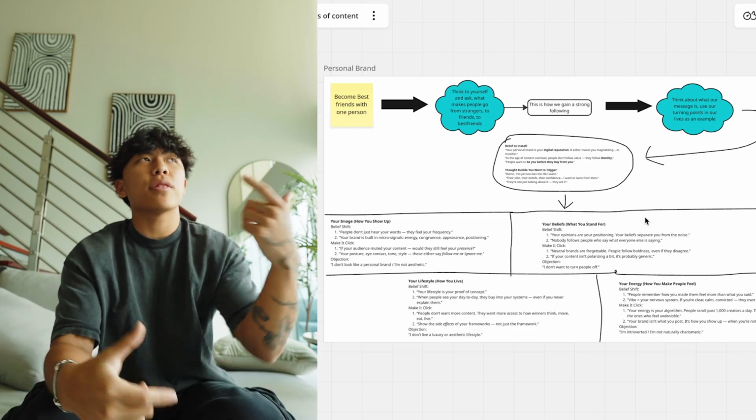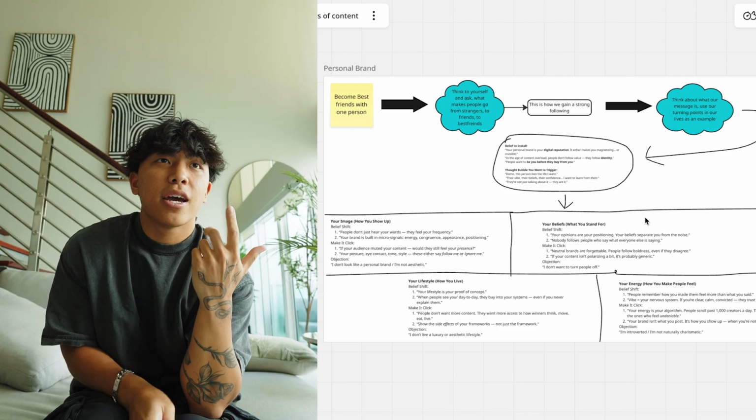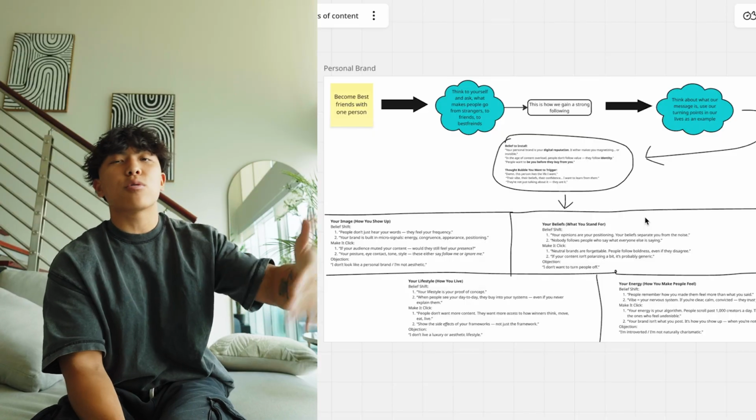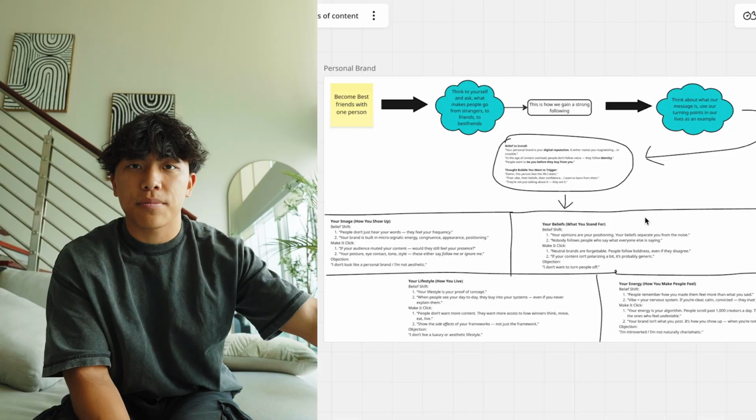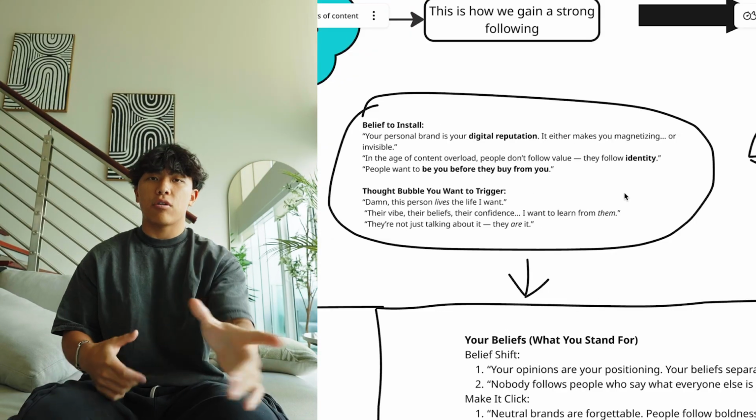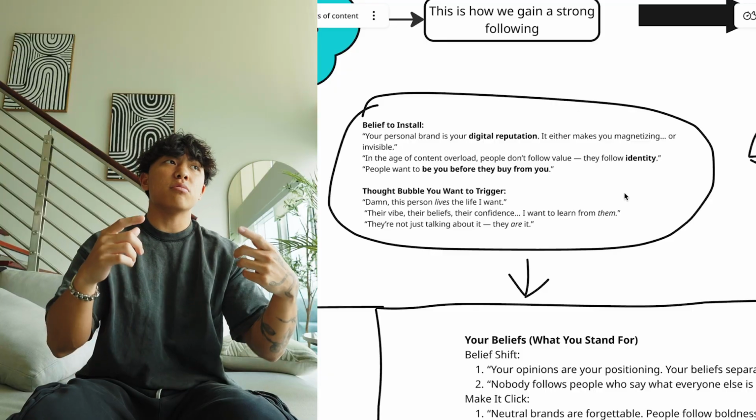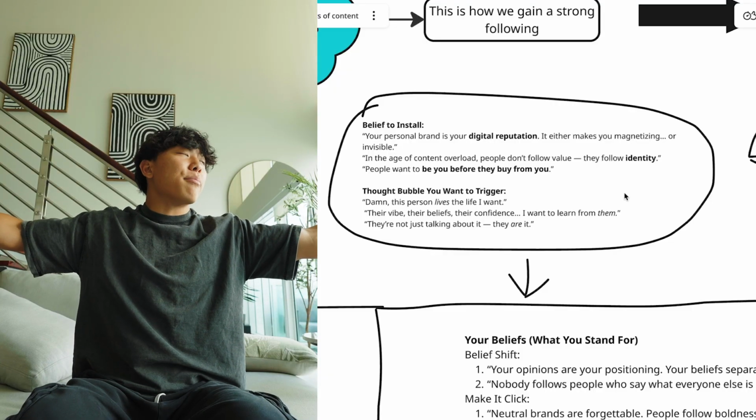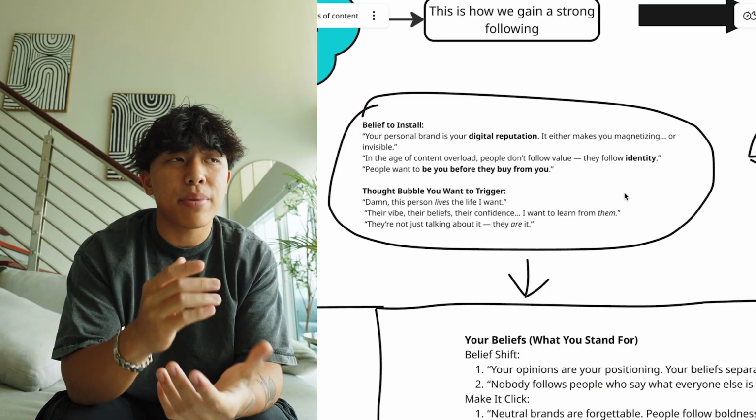So again, think about what things have happened in your life, your turning points, your traumatic experiences, good experiences, anything that you are willing to say on social media to, again, click with someone else on the other side of the screen. So the belief that you want to actually install in yourself is your personal brand is your digital reputation. It either makes you really, really big and magnetizing everyone towards you, or it will literally just make you invisible, right? By being everybody else.